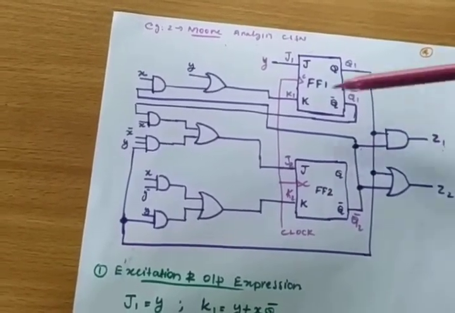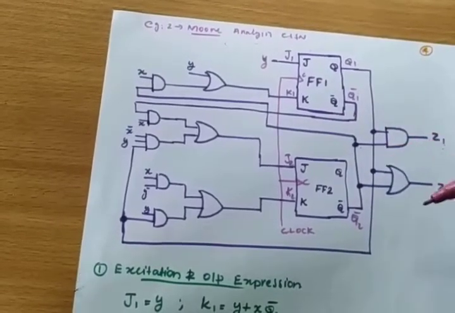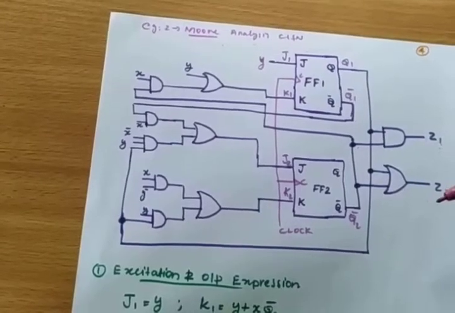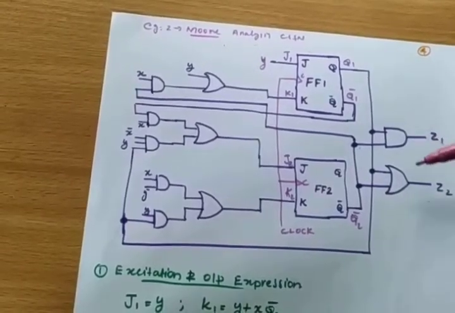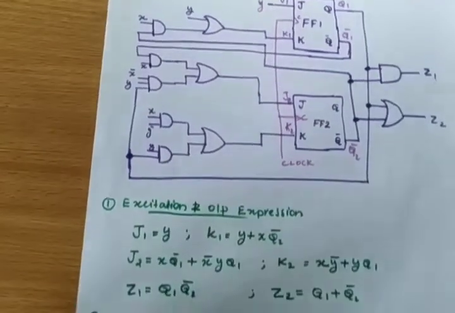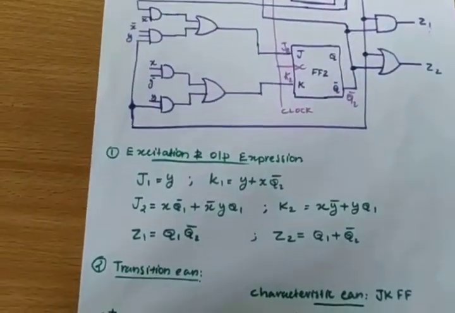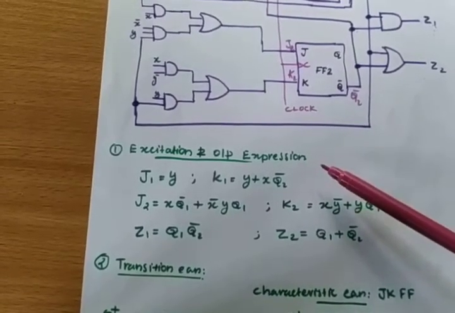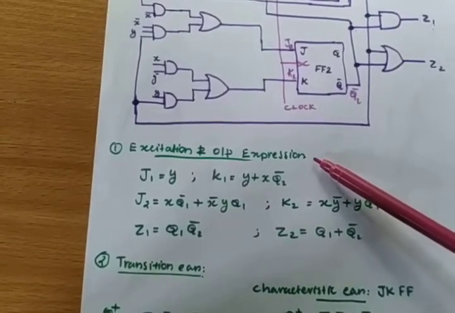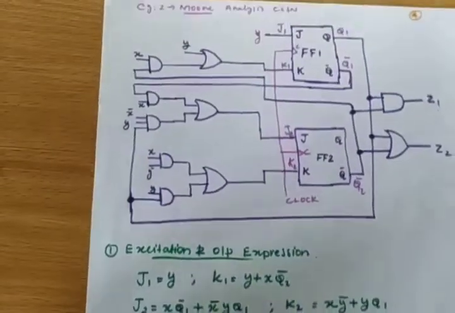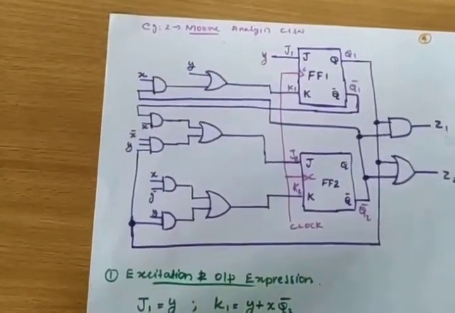So this is the question. You have to analyze this Moore circuit. So what are the steps? We have a certain procedure to follow to analyze this circuit. What is our first step? The first step is excitation and output expression. For that, we should first assign the states.